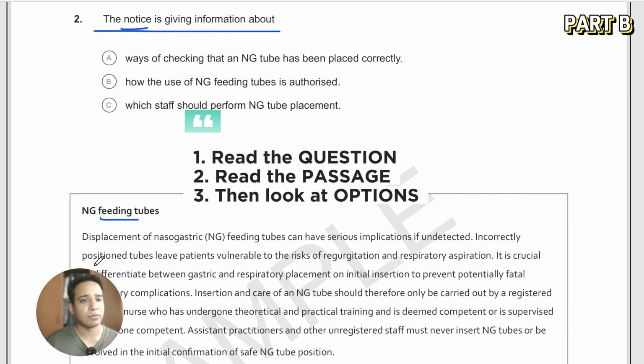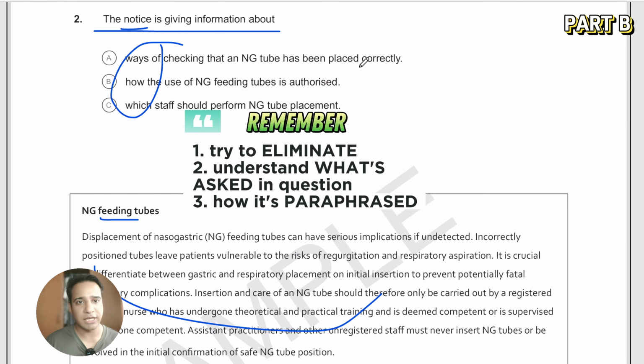The same way, you have to complete all these questions. Read the question, read the passage, and then look at the options. Try to eliminate and try to understand what they are asking about and how it is paraphrased in the paragraph and in the options.